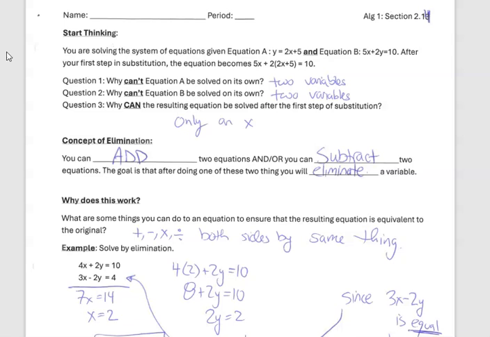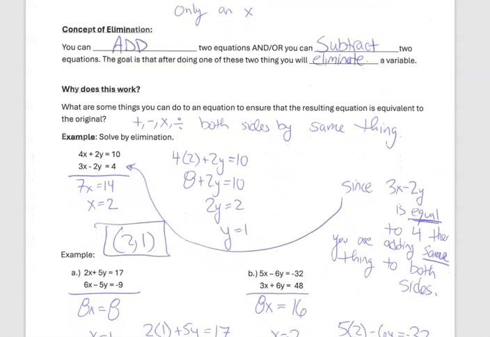The next question says, why can the resulting equation be solved after the first step of substitution? When you look at this, both equation A and equation B have two variables. So you're not going to be able to solve in the form of one of the variables equals a number. But after you do your first step of substitution, you should be able to see here that you are able to solve this because there is only one variable. I know it looks like there's two, but they're both x, which means that you would be able to solve this because there's only x's in the equation. So that's one of the beautiful things about solving by substitution: you used to have two variables and now you only have one.